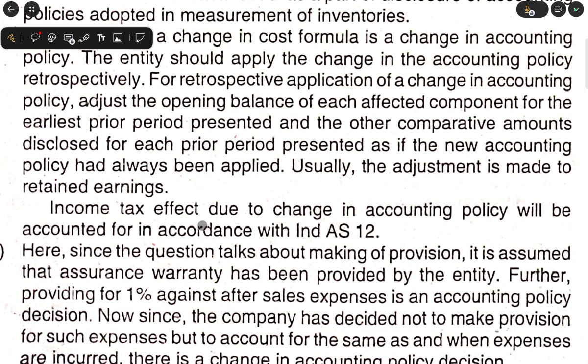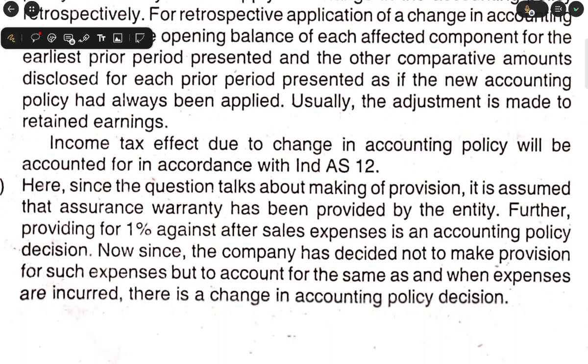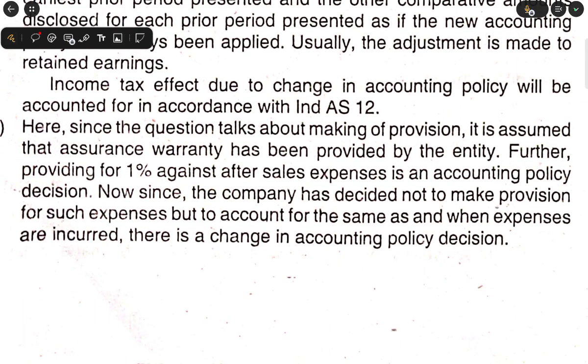The income tax effect due to change in accounting policy will be accounted for in accordance with Ind AS 12. Because if we change such concepts, they will apply to prior periods also, and that will affect the income tax also. Here, since the question talks about making a provision, it is assumed that an assurance warranty has been provided by the entity. Further, the provision of 1% is against after-sale expenses under the accounting policy discussion. Now, since the company has decided not to make the provision for such expenses but to account for them as and when expenses are incurred, this is a change of accounting policy decision.